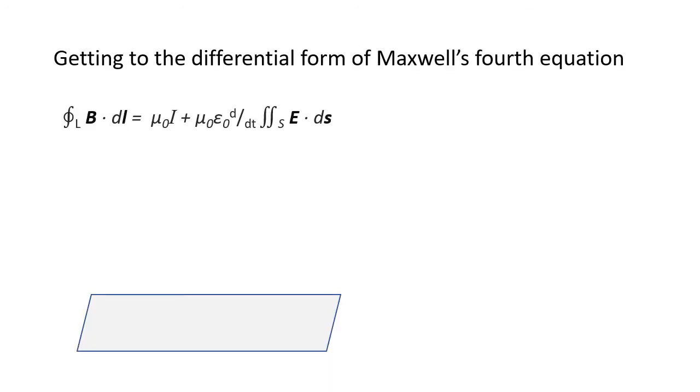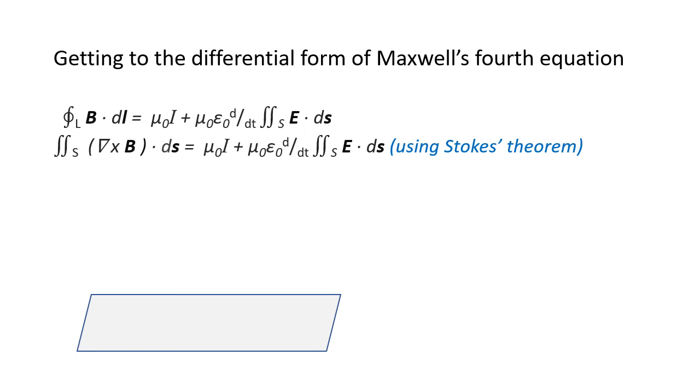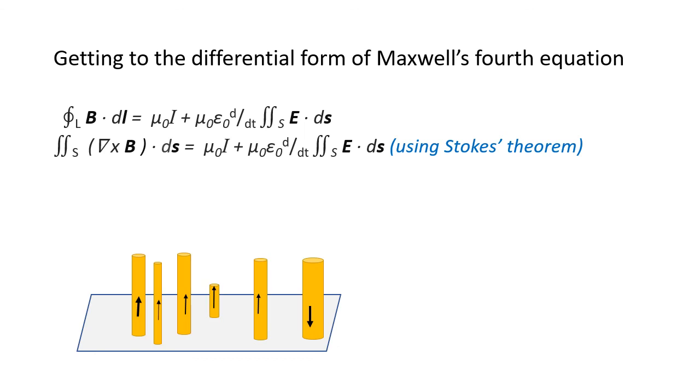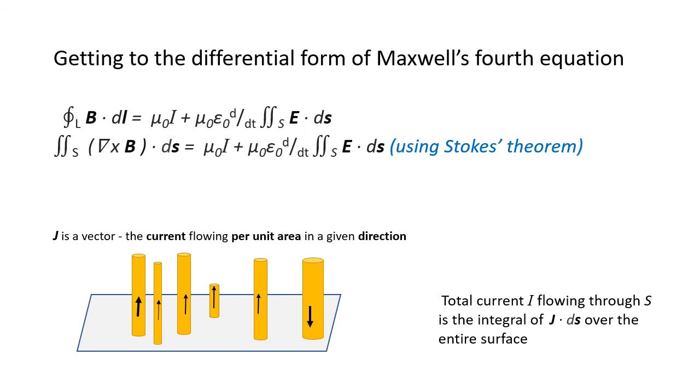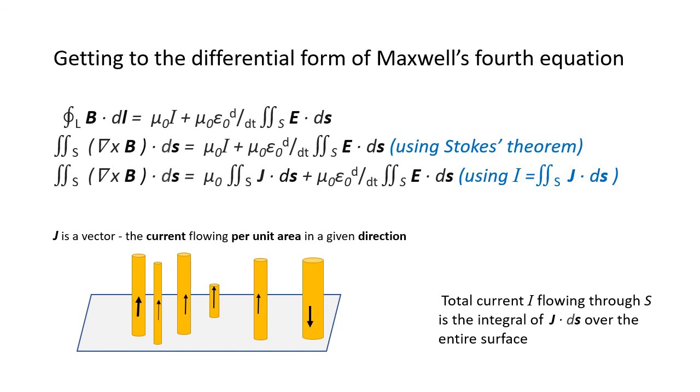Okay, let's get to the differential form of the fourth equation. If we start with the integral form, then we can replace the left-hand side with the surface integral of the curl of the vector field by using Stokes' theorem. If we then look at the current, we introduce the current density J, which is a vector, the current flowing per unit area in a given direction, so the total current I flowing through the surface is just the surface integral of J dS over the entire surface. So then we can replace the term mu naught I with the surface integral of J dS times mu naught.